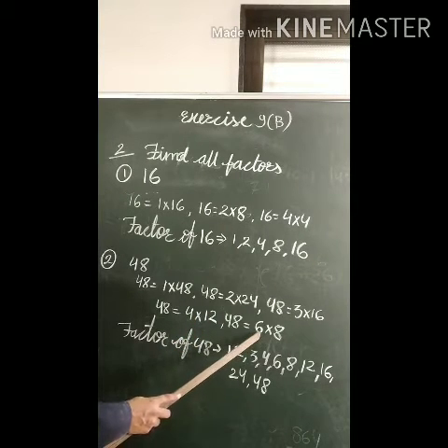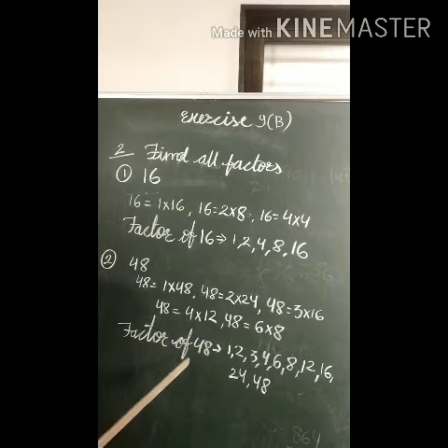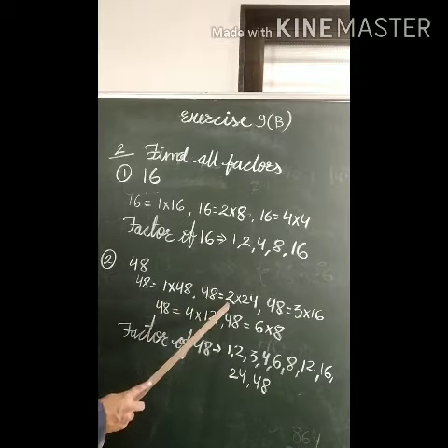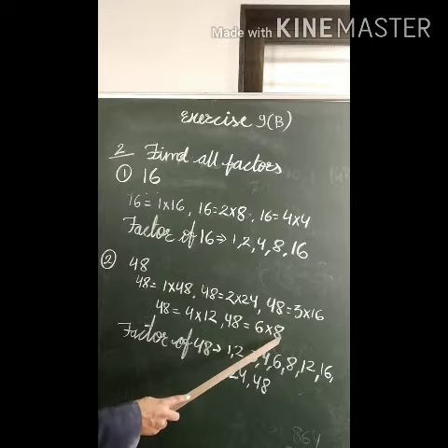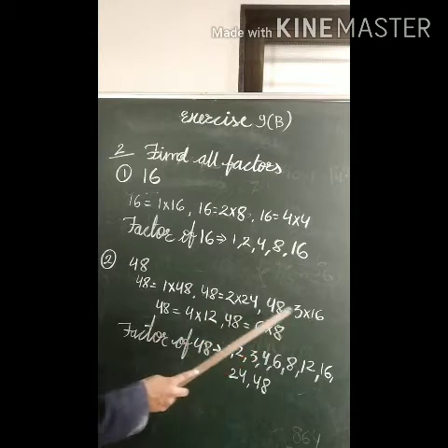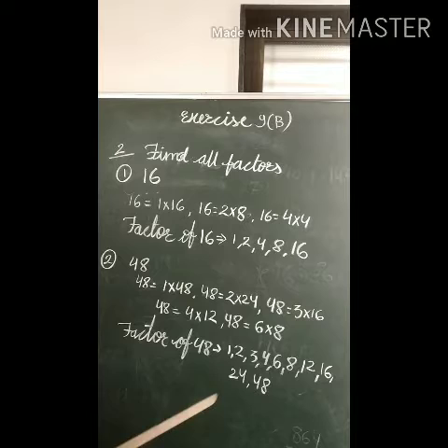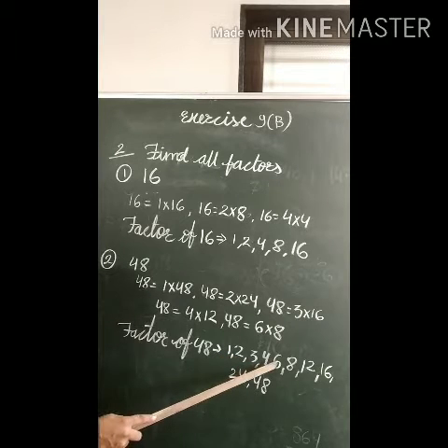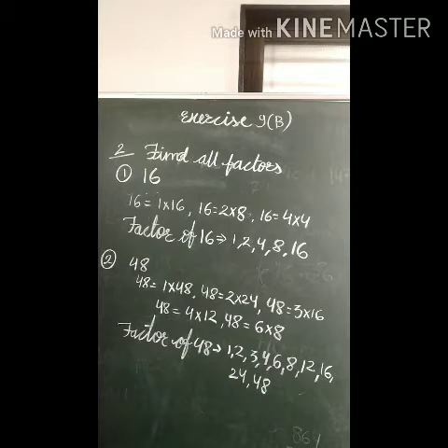it will come in the 6 table 8 times. Then it will not come in the 7 table or 9 table. So students, all the factors we will write: 1, 2, 3, 4, 6, 8, 12, 16, 24 and 48. So our answer will be: factors of 48 are 1, 2, 3, 4, 6, 8, 12, 16, 24 and 48. In such a way we will find the factors.